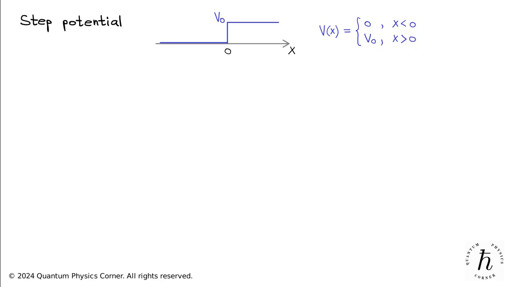Now, imagine a quantum particle initially localized on the left, and moving toward the potential step. Our aim is to analyze this scattering scenario by predicting the particle's wave function during and after its interaction with the step. Let's first recall how we would construct the particle's wave function in the free particle case, which corresponds to setting V sub 0 to 0.